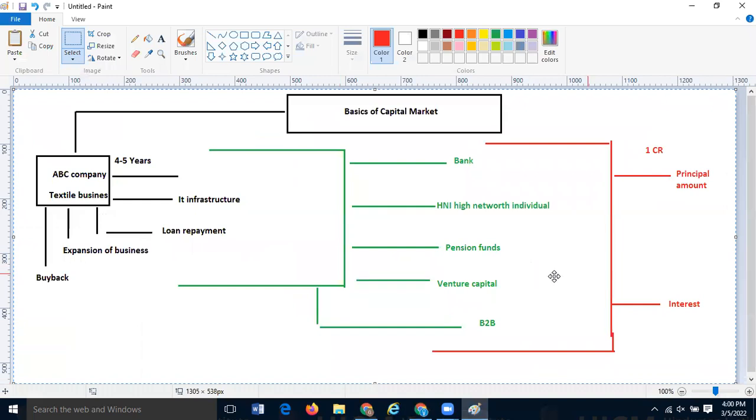Okay, so one option we saw is that they can go to a second party or third party and raise funds for their business. Okay, there is a second option also. We are coming now to the capital market.